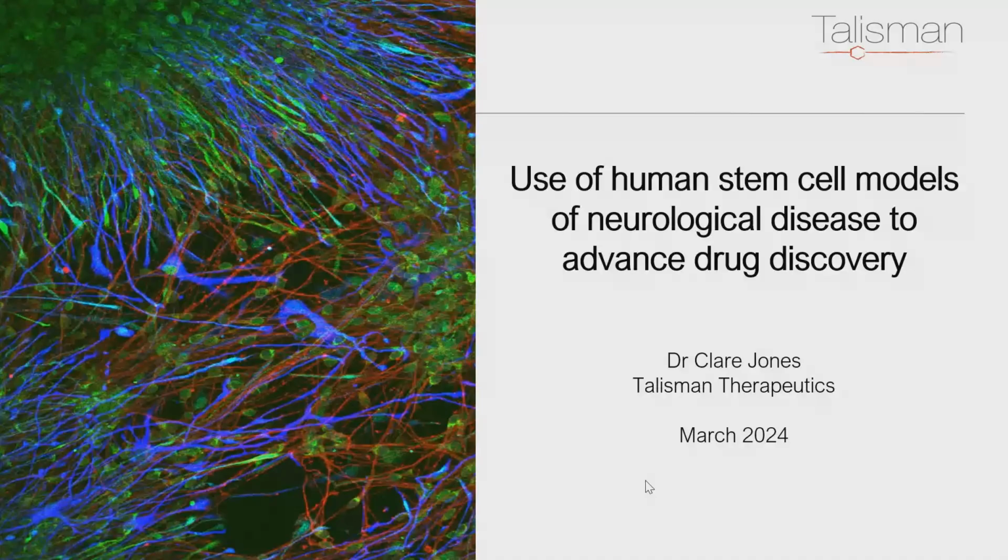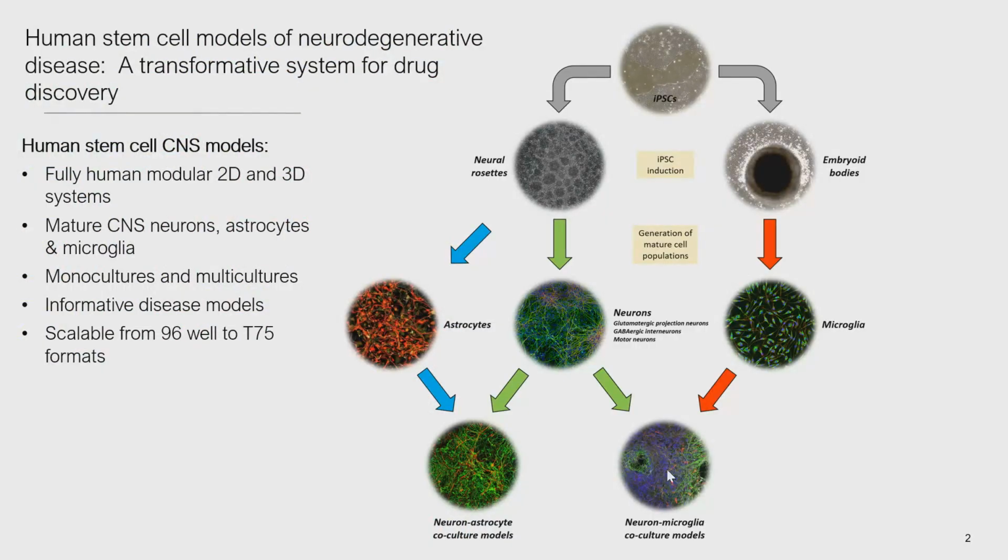Hi, it's great to be here today to show you some data and to discuss how we use human stem cell models of neurological disease, specifically to advance drug discovery projects. Now, I'm going to talk to you about some of the work that we do in our labs at Talisman.